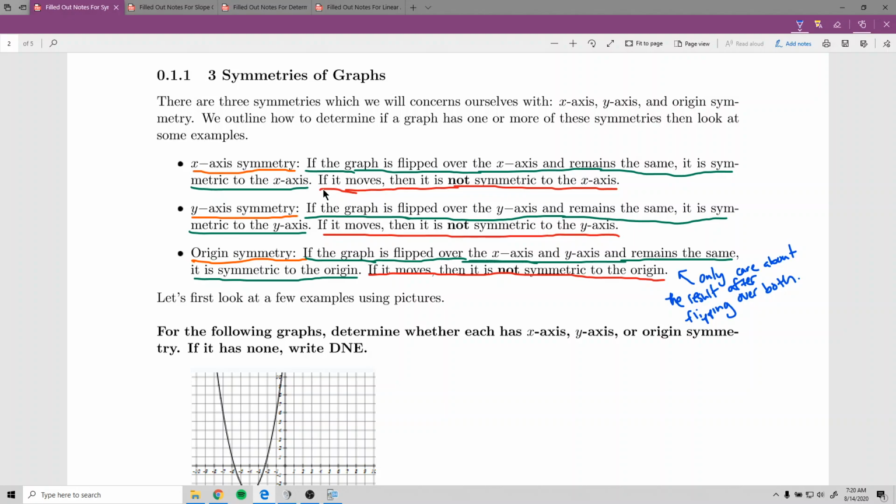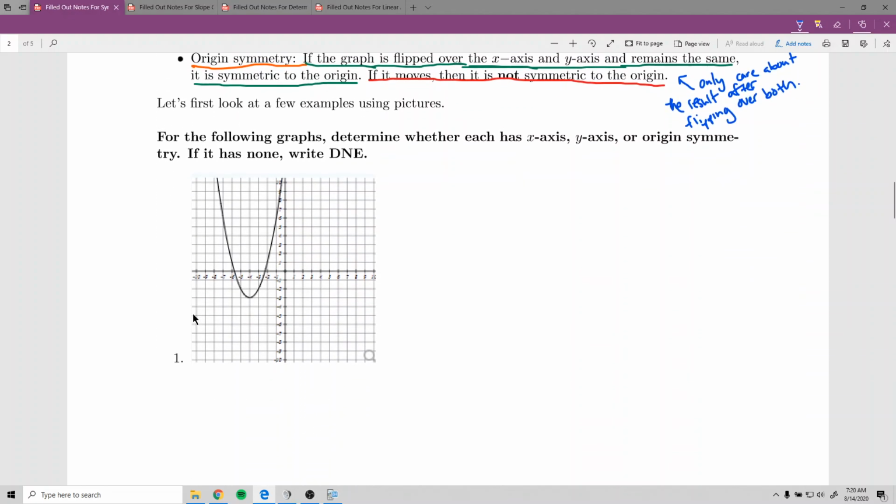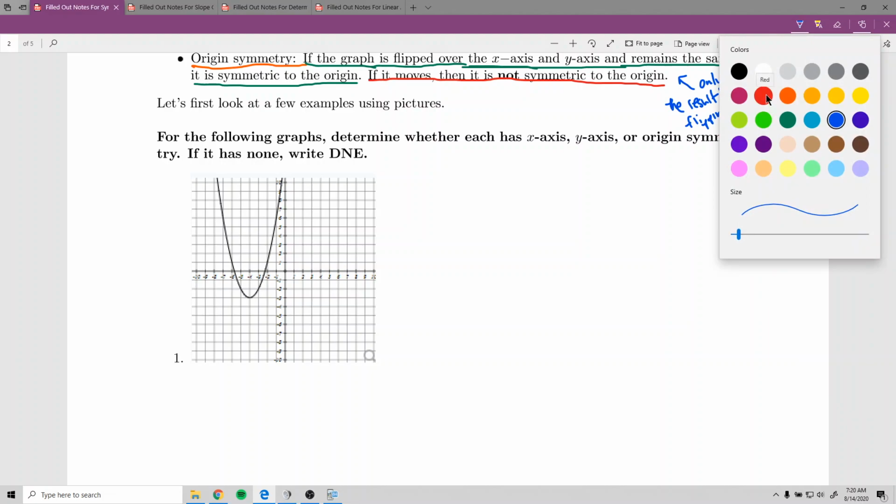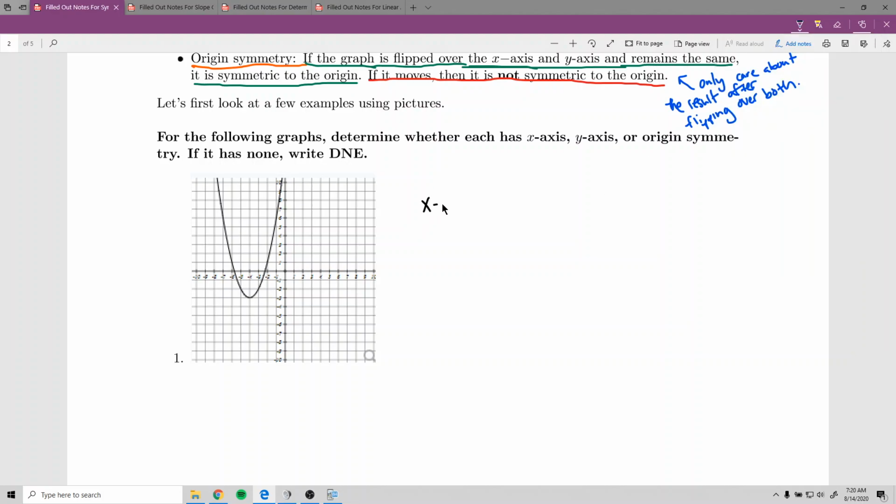All right, so for the following pictures, you're just going to select all the symmetries it has. And if it doesn't have any of them, so if they're all false, then none of the above. All right, so the first one is this graph right here. Once again, if you're familiar with symmetry, you might already know the answer, but I'm just going to run through the list and show you the pictures. So we have x-axis symmetry, y-axis symmetry, and origin symmetry to worry about.